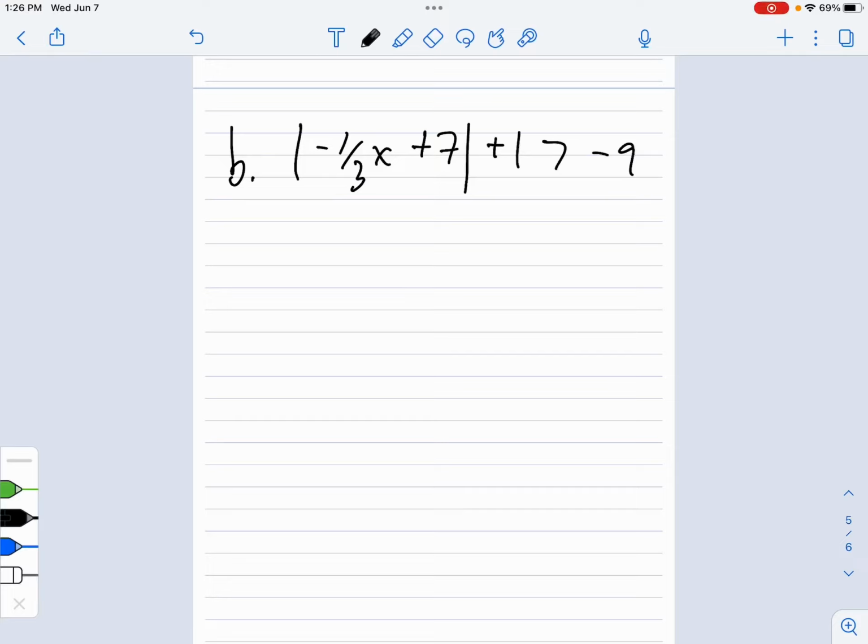All right, so this is the second inequality. We're going to be looking at a greater than inequality: the absolute value of the quantity minus 1/3 x plus 7, plus 1, is greater than minus 9. So again, first step, always isolate the absolute value. So we're going to subtract 1 from both sides.